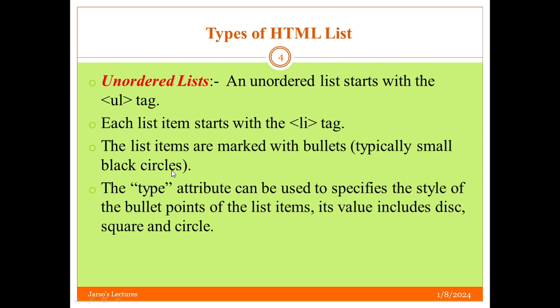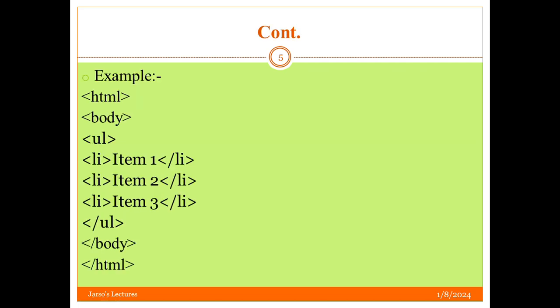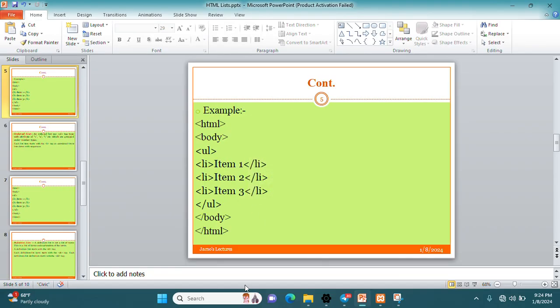But what you have to bear in mind is that you can specify it by the type attribute. As its value, you can use circle, square, or disk. But by default it uses small black circles, which we call disk. This is what an unordered list means. Let us see it practically.